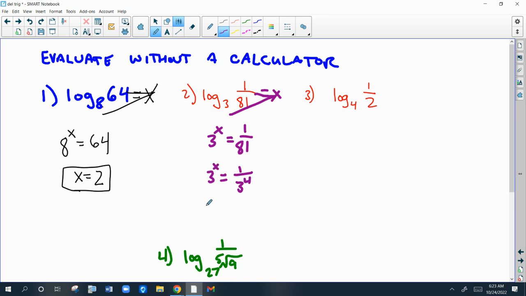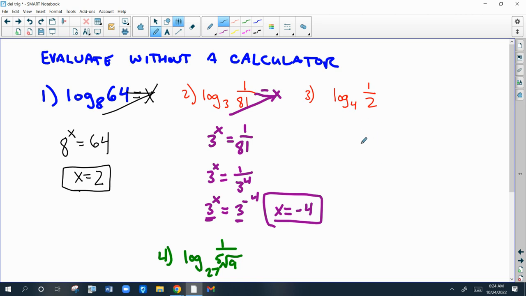So now I'm going to use properties of exponents, and 1 over 3 to the 4th is 3 to the negative 4th. Now that I have the same base, both 3, I can set the exponents equal to each other. So x equals negative 4, and then I'm done. So the log base 3 of 1 over 81 does equal negative 4.